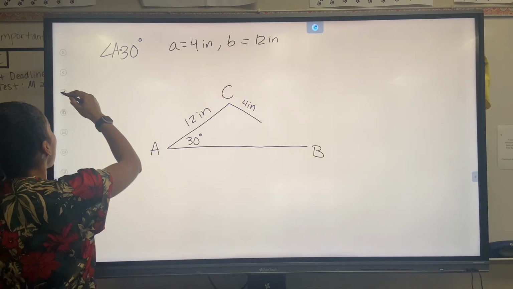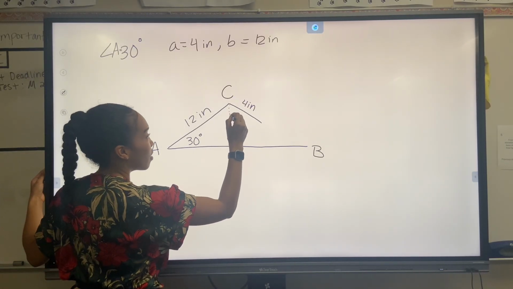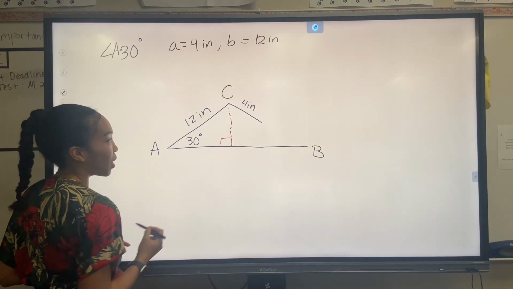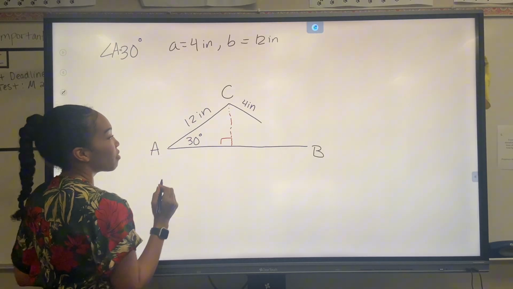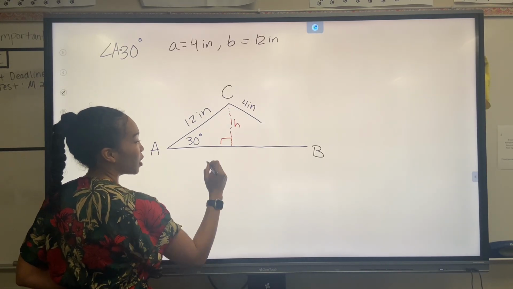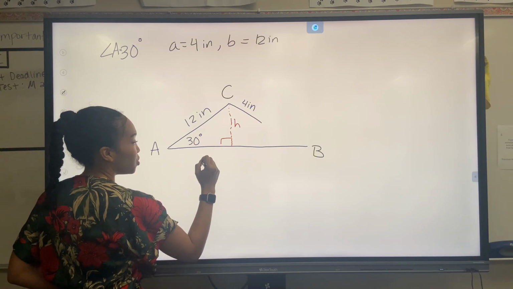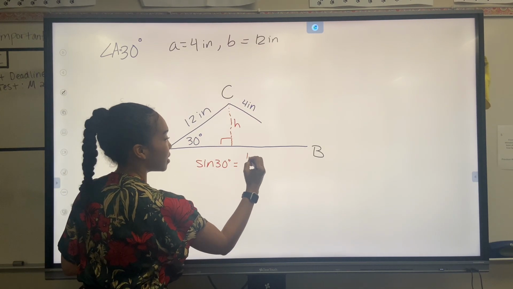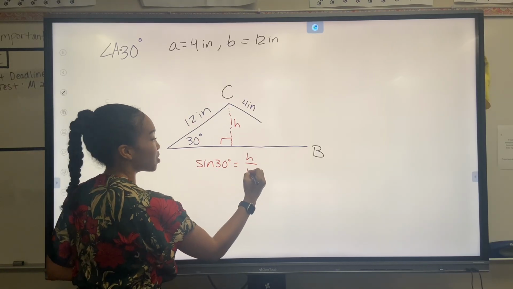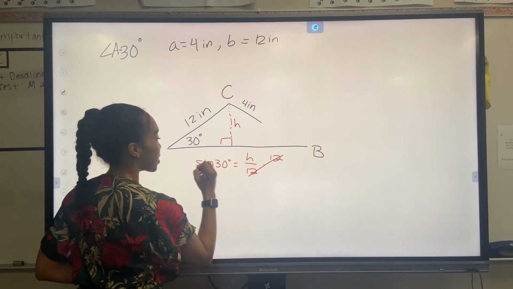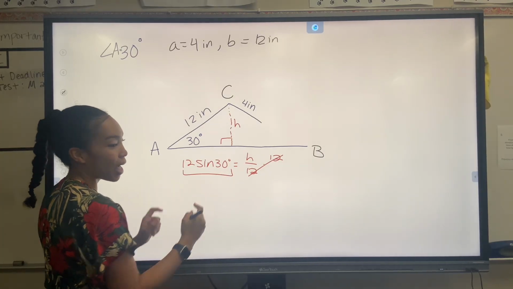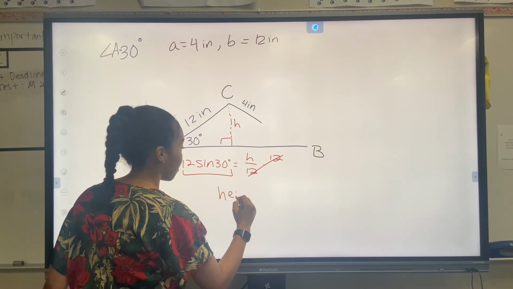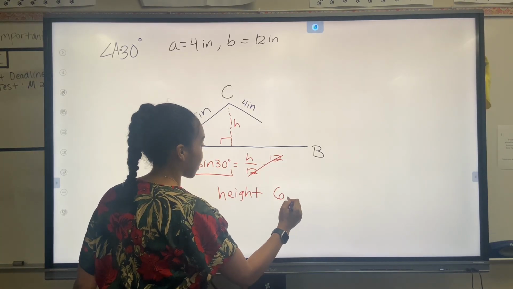Okay, so I'm going to just draw the height of this triangle. I'm going to turn this into a right triangle in here. If I do that, I can find the length of this height by doing SOHCAHTOA. I'm going to do sine of 30 degrees. Opposite is the height, and the hypotenuse is 12. So if I multiply both sides by 12, I can type this into the calculator and figure out what the height of that triangle is. The height of this triangle is 6.